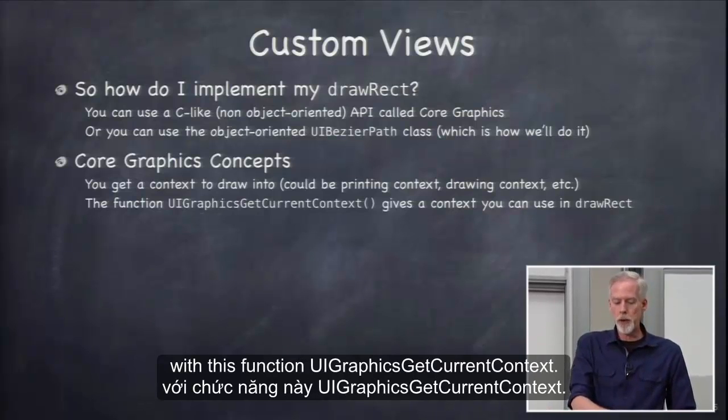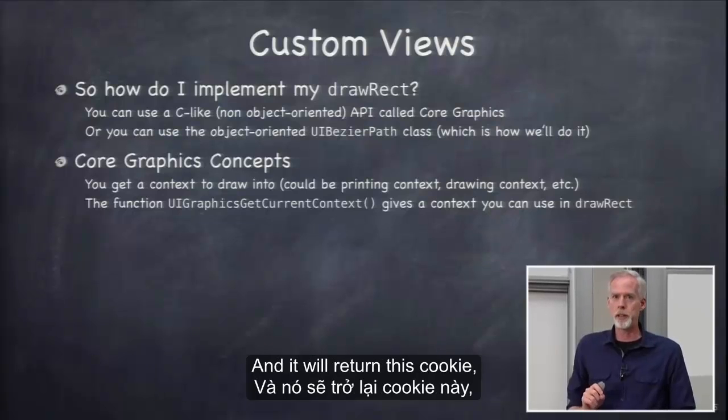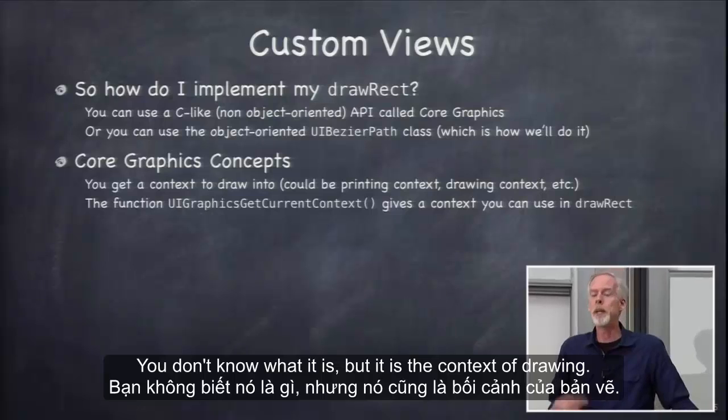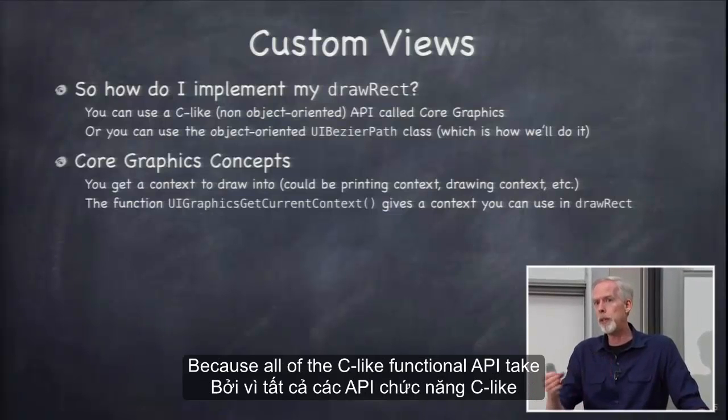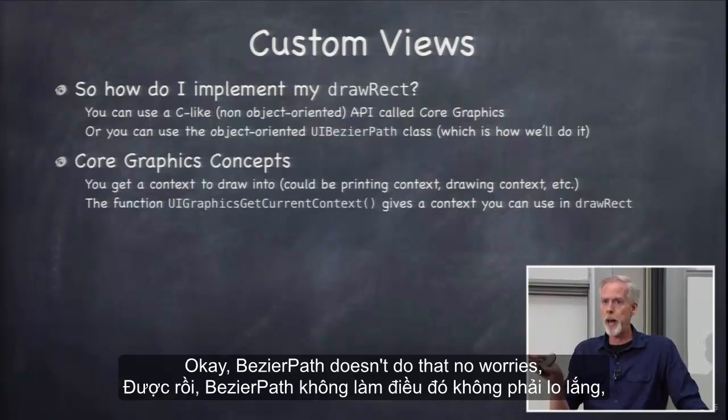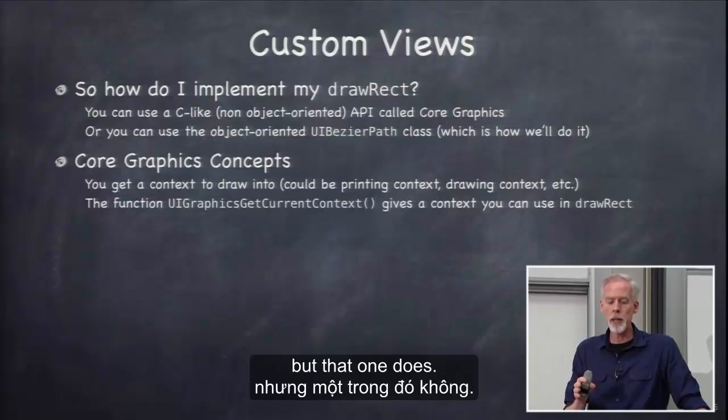You can get it with the function UIGraphicsGetCurrentContext, and it'll return this cookie. It's just this magic cookie. You don't know what it is, but it is the context of drawing, because all of the C-like functional APIs take a context as an argument. Okay? The Bezier path doesn't do that, no worries, but that one does.